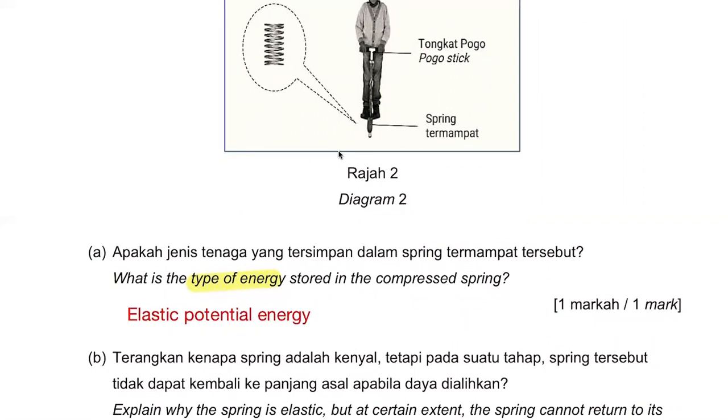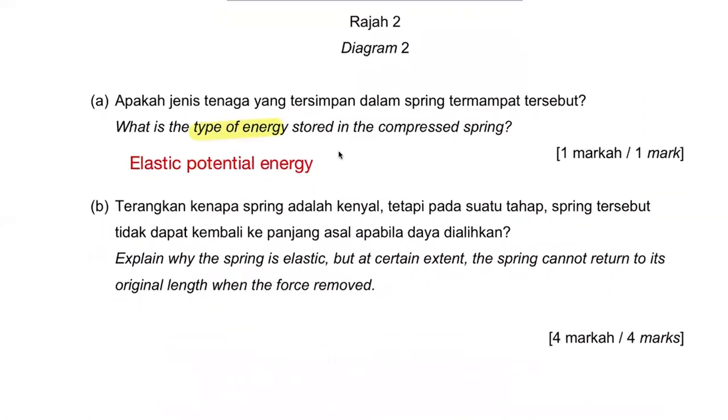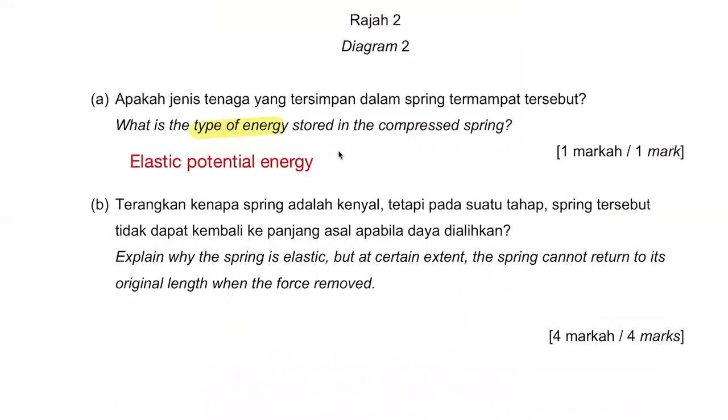Okay. Question B. Explain why the spring is elastic, but at a certain extent, the spring cannot return to its original length when the force is removed. So this is an explain question, usually 4 marks. So 4 marks means you have to give 4 points. Your answer can be in point forms, but make sure your sentences are complete.